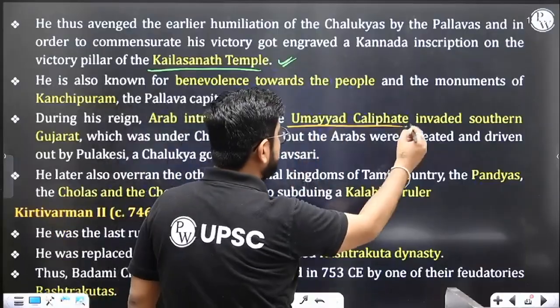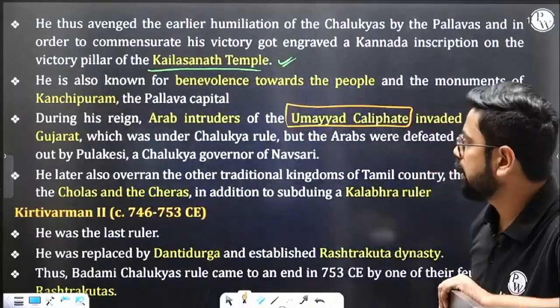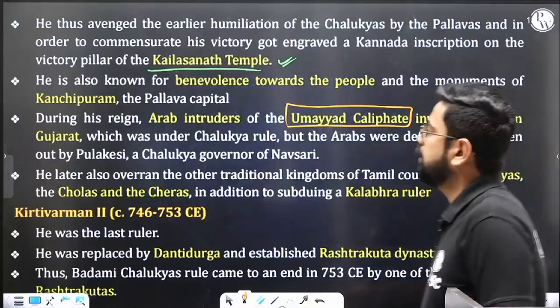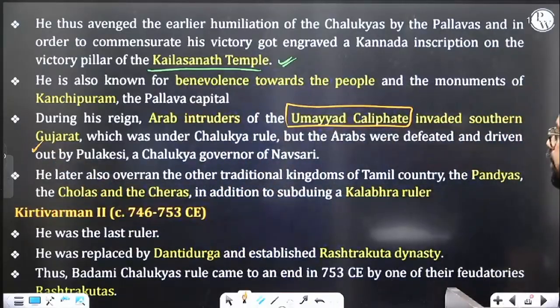There is the Umayyad Caliphate right now, which is trying to expand and get into this region. They haven't made it at this point. They haven't made it into southern Gujarat. Okay, let's continue.